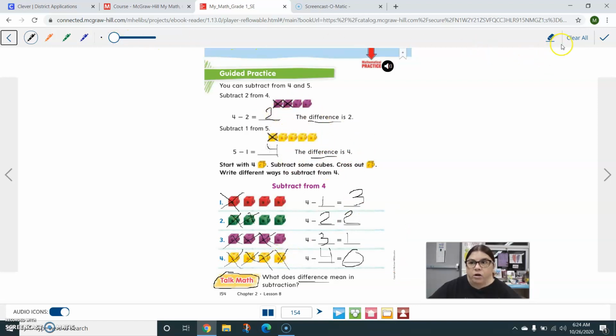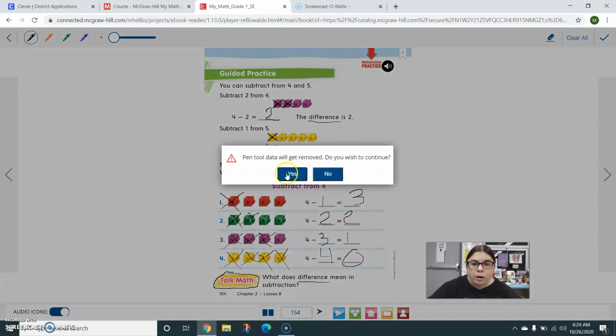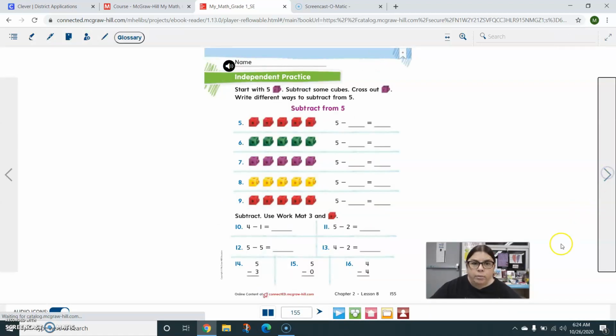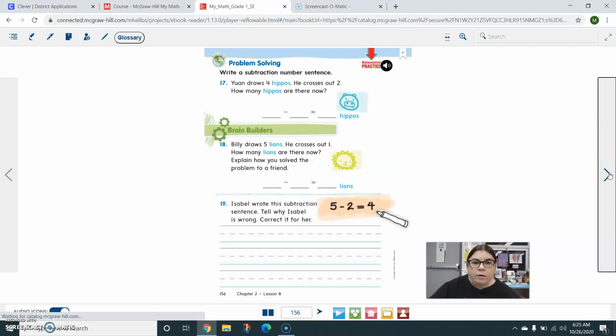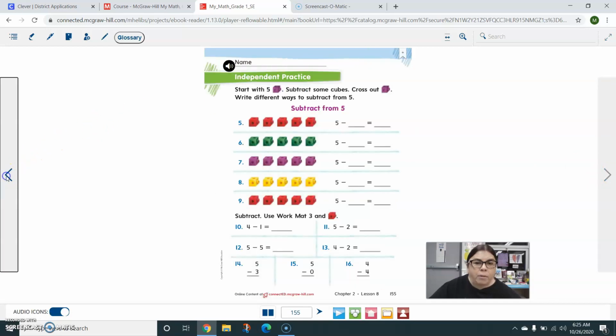Okay, great job. Okay, we're going to go ahead and keep moving and grooving. This is your turn. So what I want you to do, friends, on page 155 and 156, you're going to do this all by yourself and see what you come up with, and then meet me back here and we'll check our answers. So please don't forget your name at the top. You're going to do the same thing we just did with 4, except you're going to see how many ways you can subtract with 5.